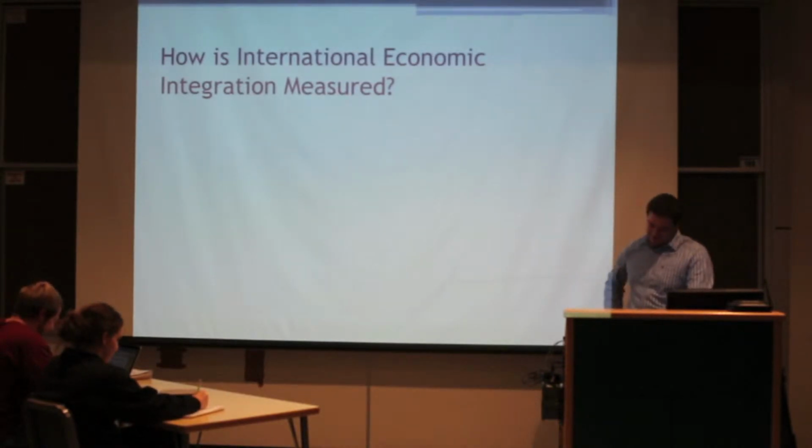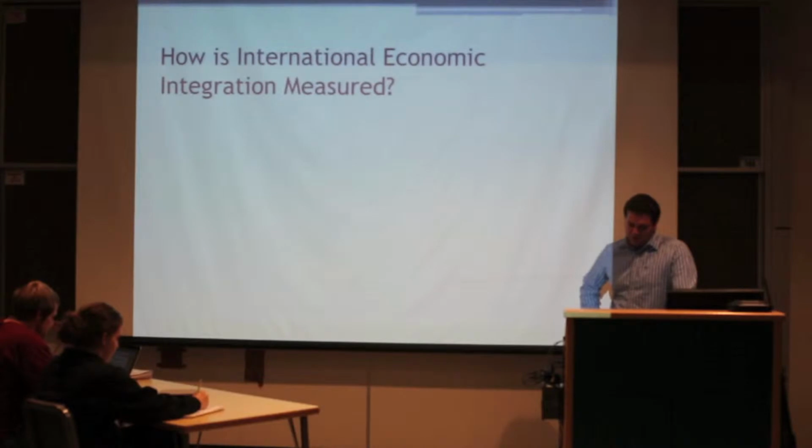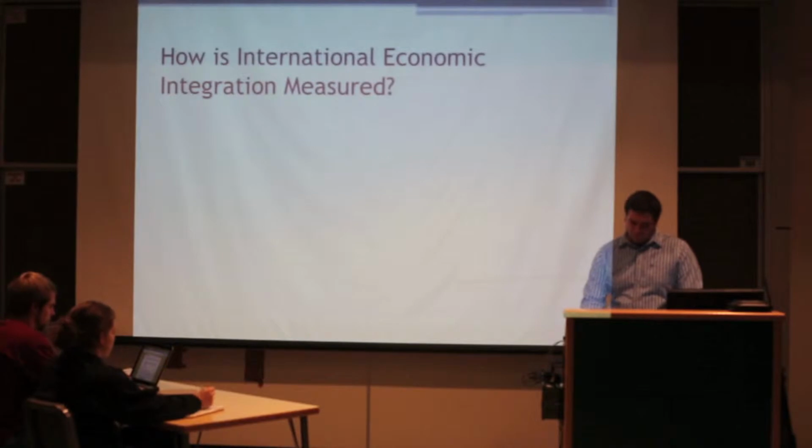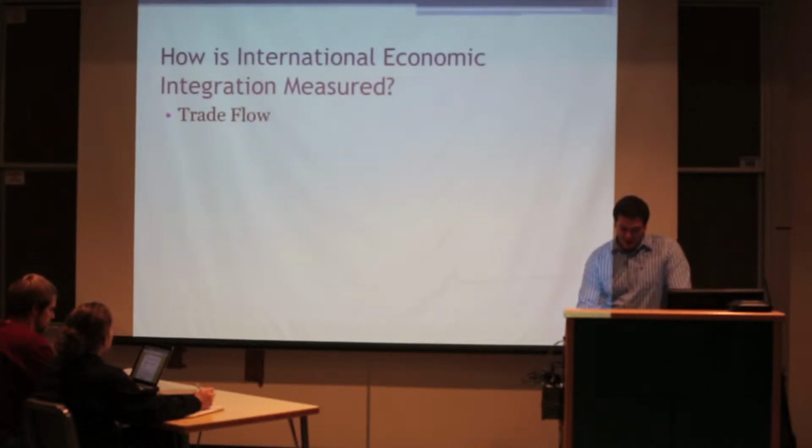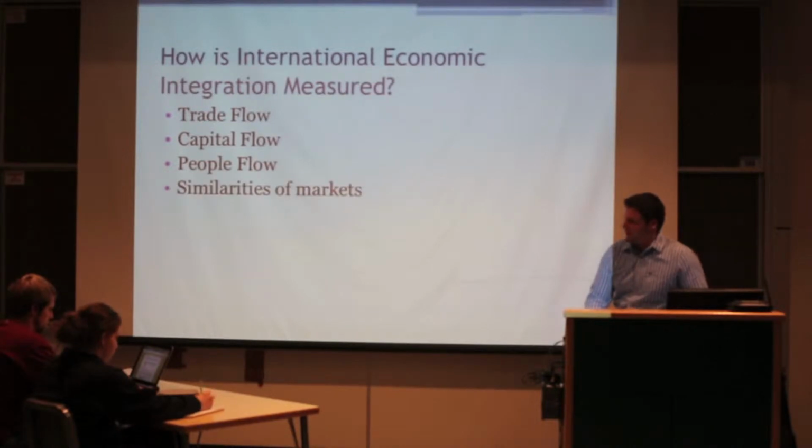So, the U.S. and the global economy is the main focus of our first chapter in the book. Before we can begin to understand the impact of the global economy on the U.S. and vice versa, we need to know the ways in which economic integration can be measured. Now there are four ways. The first is trade flow, second is capital flow, then people flow, and then similarity of markets.